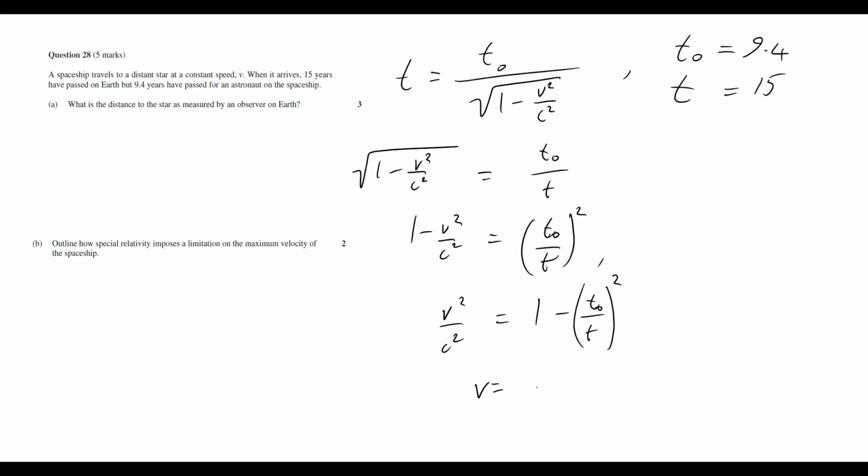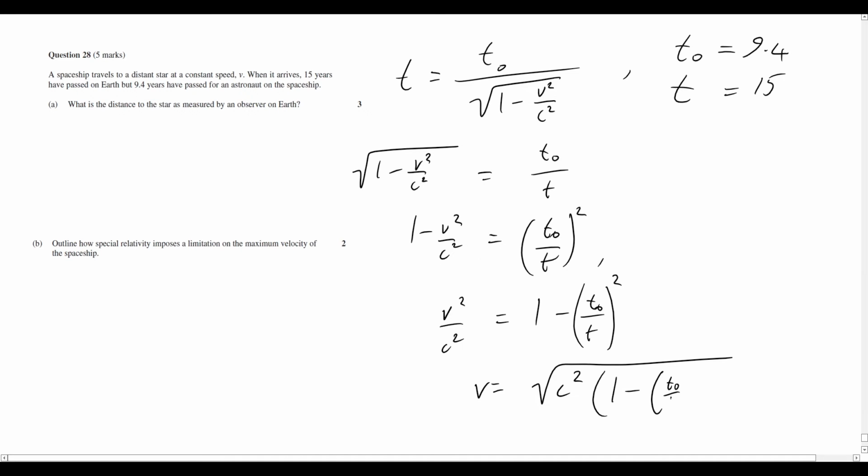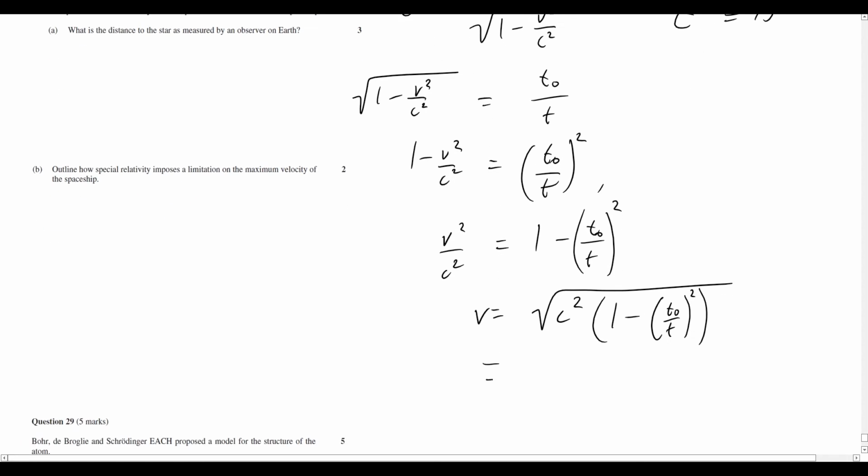So we can say that v is going to be equal to the square root of c squared times by 1 minus, and then in additional brackets now, t naught on t all squared, close bracket. And so when we do that, we find that v has a value of about 0.779 c, so 0.779 the speed of light.